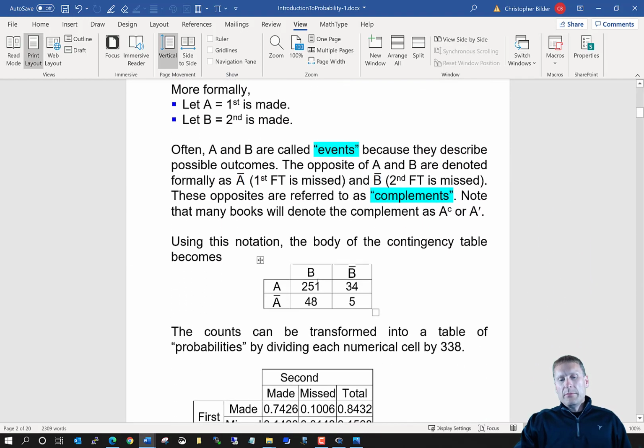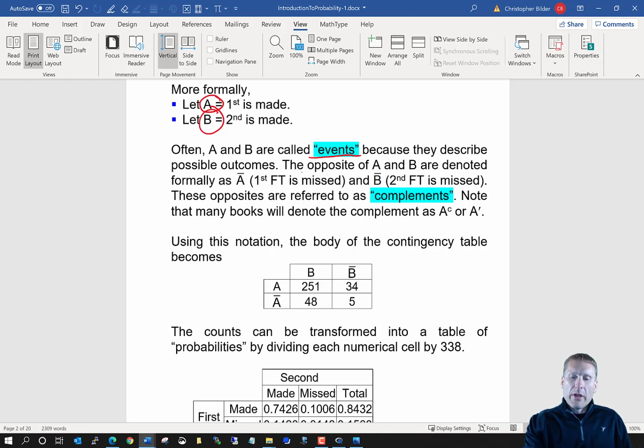Now, we will often want to define quantities like what we just saw in a more generic manner in terms of, let's let the letter A simply denote that the first free throw is made, and the letter B denote that the second free throw is made. In statistics, then, we call this A, this B, or the corresponding meanings for A and B for this particular example, we call these events. And the reason is because they define or they describe possible outcomes that could occur.